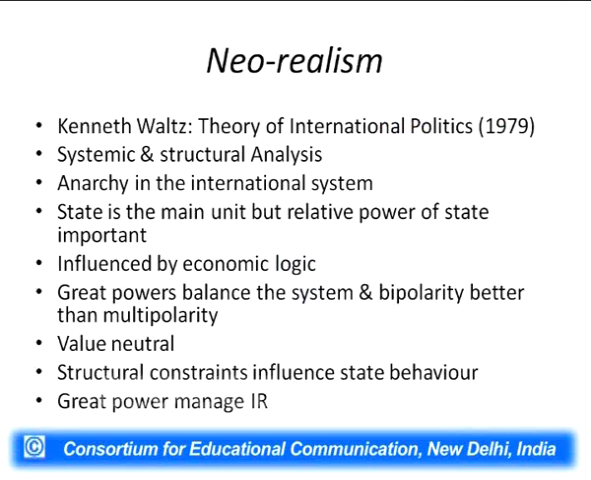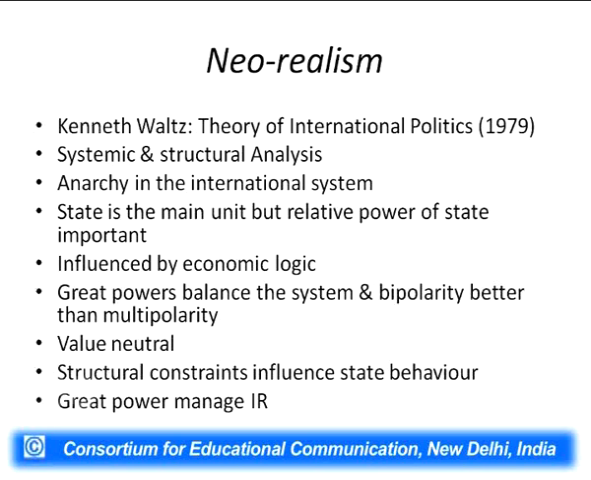Now I'm coming to Neorealism, and the person who is considered to be the most important is, of course, Kenneth Waltz. Kenneth Waltz gave the Theory of International Politics in 1979. Here, as I told you, he tried to give a systemic and structural analysis of international politics. Morgenthau is trying to explain in terms of human nature how human nature is conflictual, and that the aggregate interest of the humans leads to the aggregate interest of the state, and that leads to conflict.